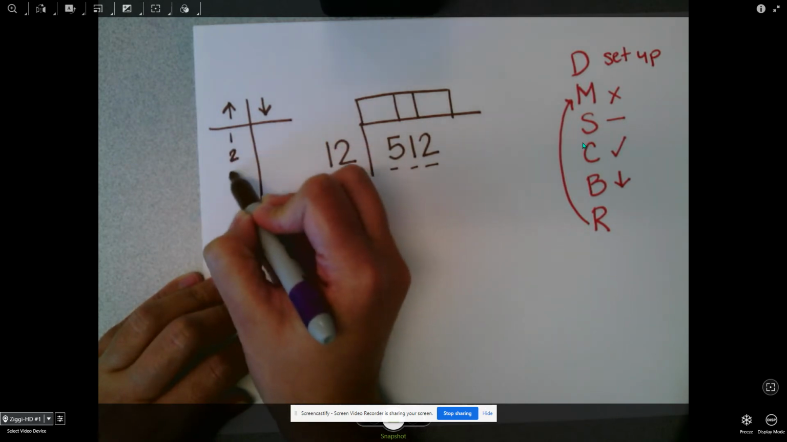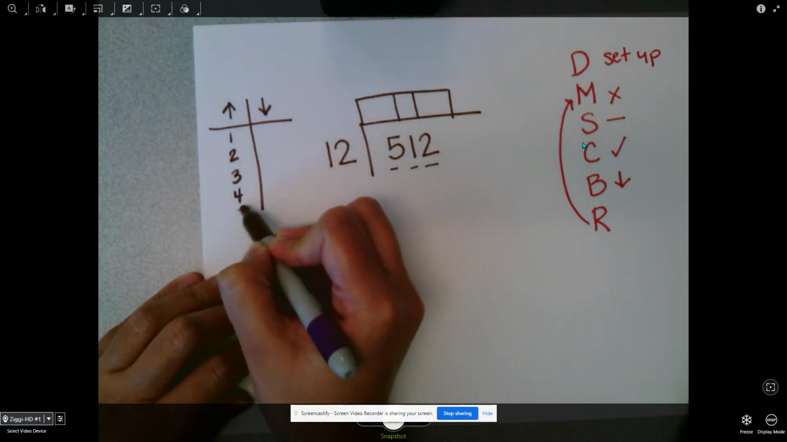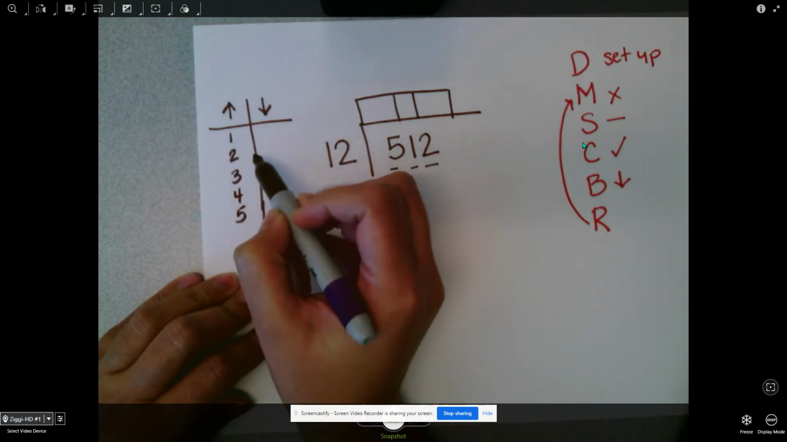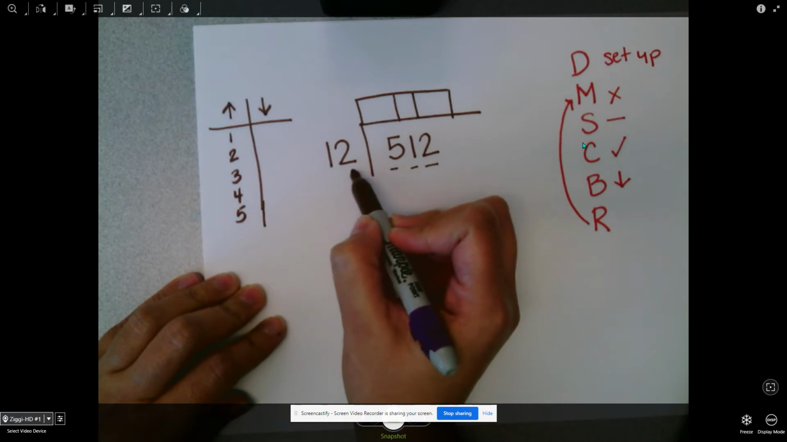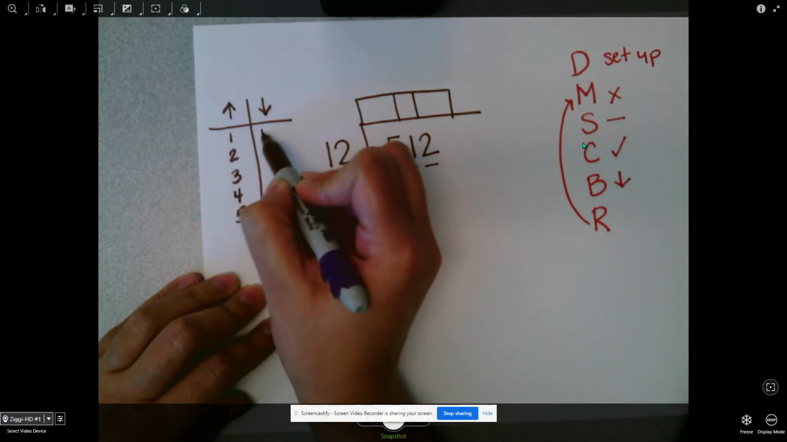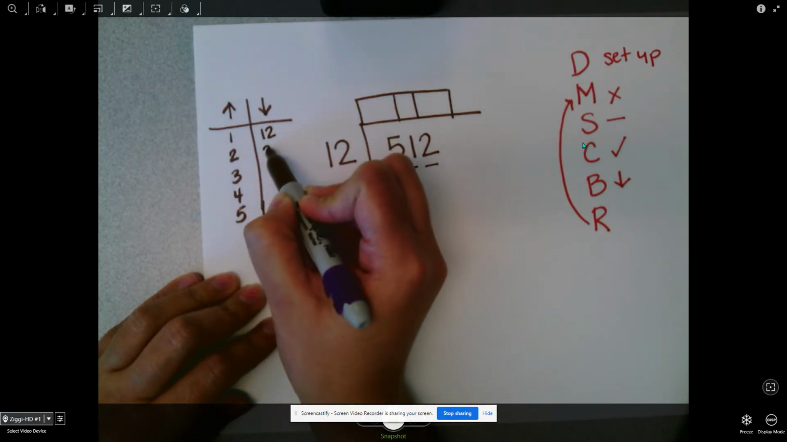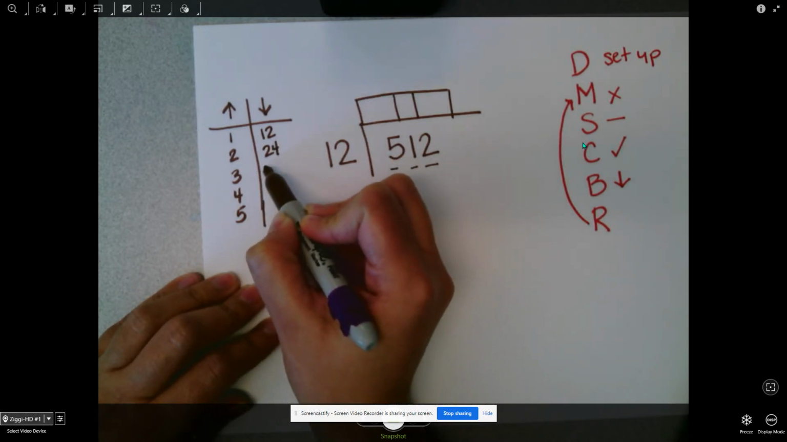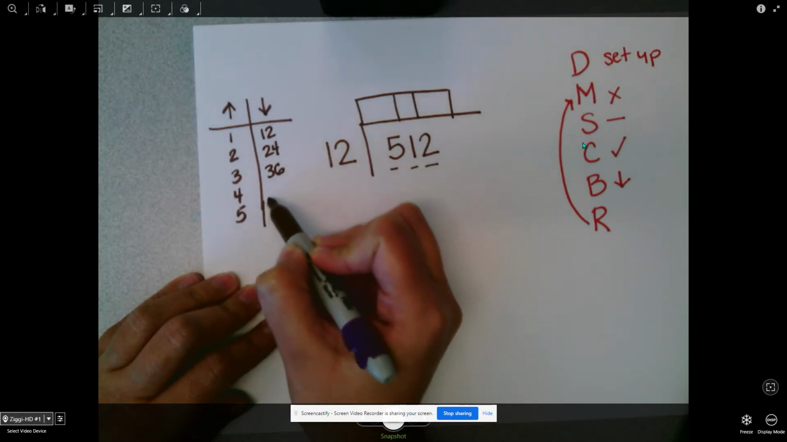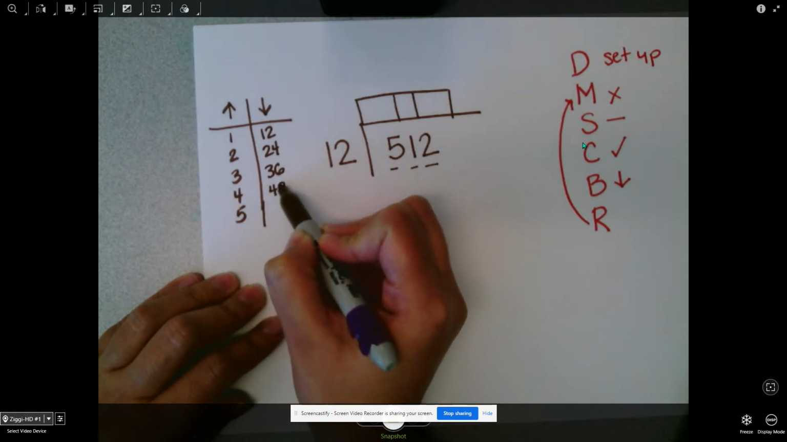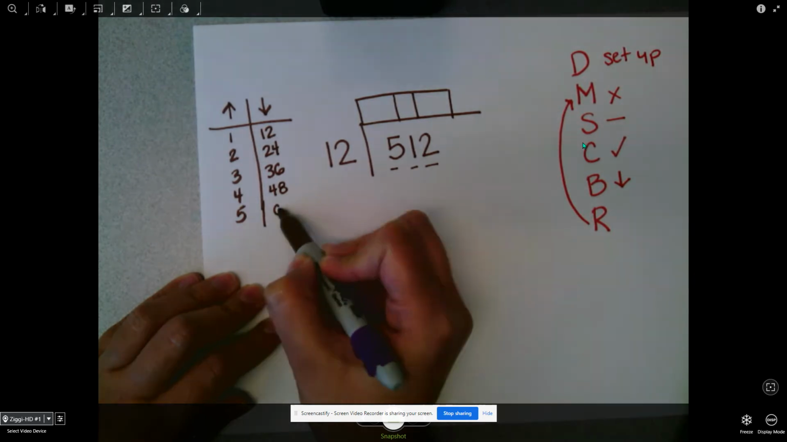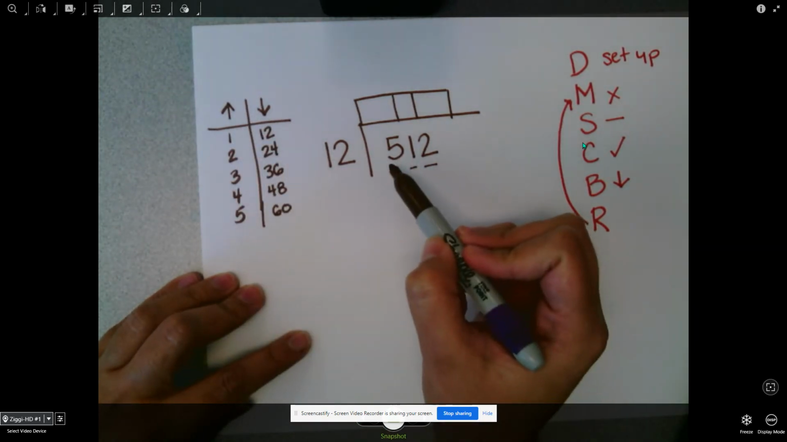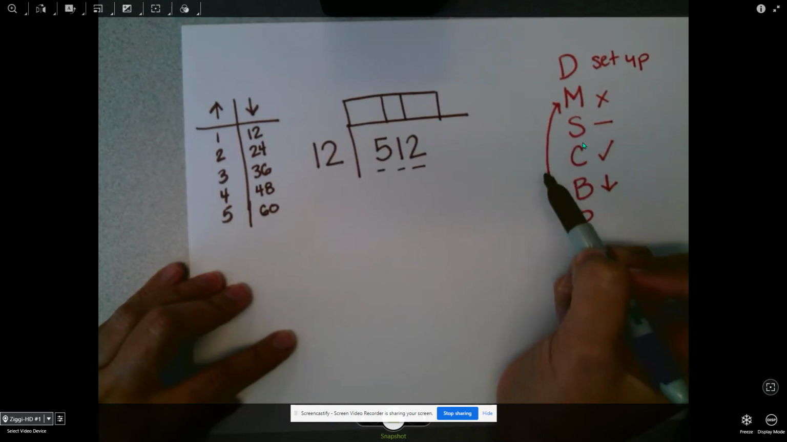1, 2, 3, 4, 5, and I'm going to stop at 5 for now. And this is just my times table, and I'm going to multiply by 12. So 12 times 1 is 12. 12 times 2 is 24. 12 times 3 is 36. 12 times 4 is 48. And 12 times 5 is 60. So this is my tops and bottoms table. This is what I have to do, and these are my steps.